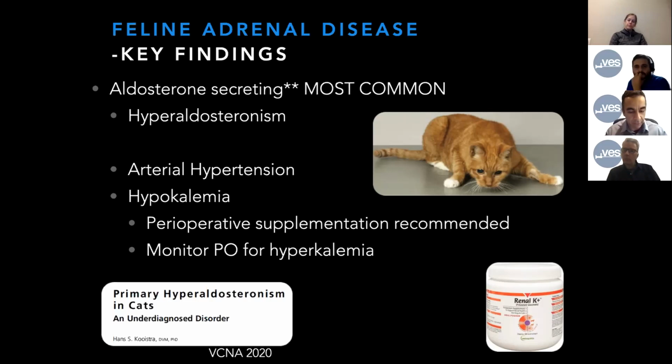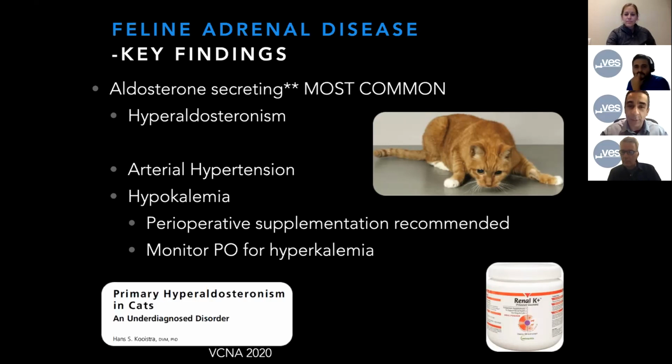If you are interested, and probably you've come across this, there's a great review by Dr. Kuistra in Vet Clinics of North America that reviews hyperaldosteronism in cats. It's claimed to be a seemingly underdiagnosed disorder, because a lot of times hypokalemia and/or hypertension is assumed to be renal in origin. So some really neat stuff. I'm definitely not the one to continue talking about the physiology on that.